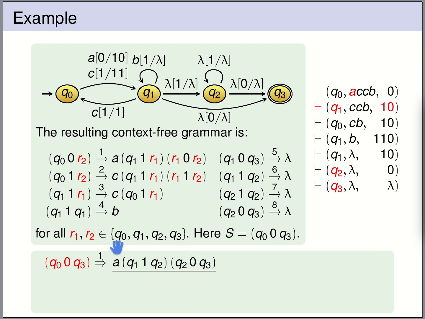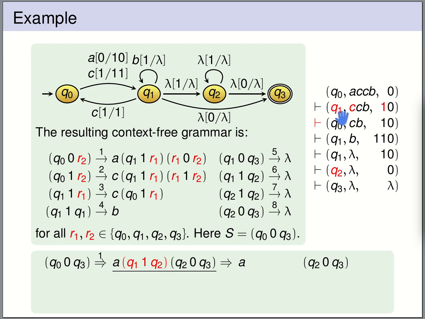And this corresponds to an instance of our rule scheme 1. So if I take this rule scheme and I fill in Q3 for R2, and Q2 for R1, then I obtain this rewrite step. Okay, now we have to continue. We have to look, what do we replace this variable by?